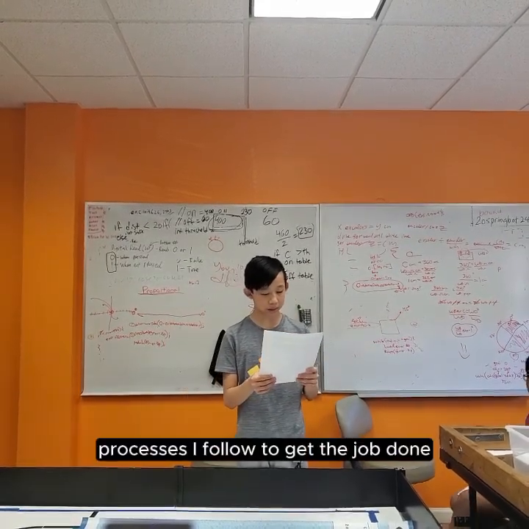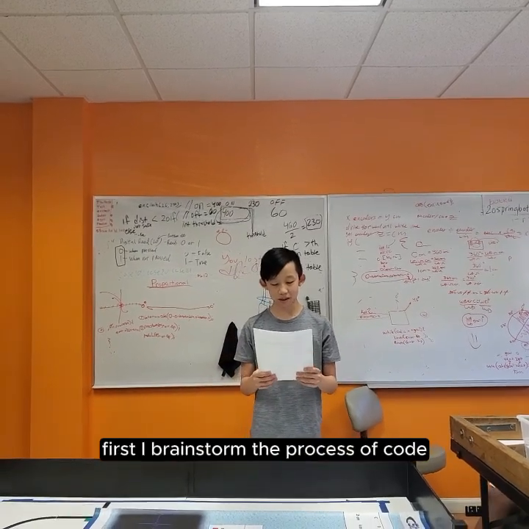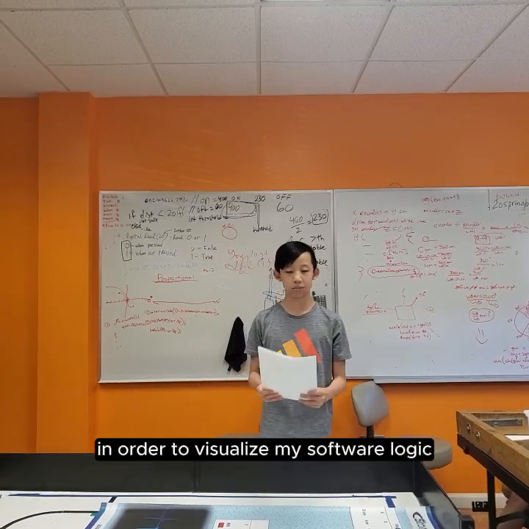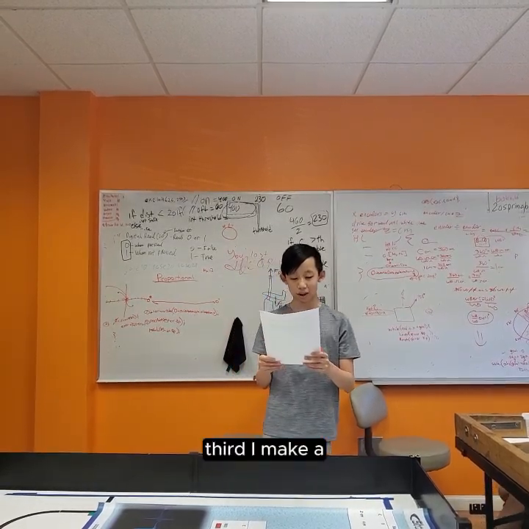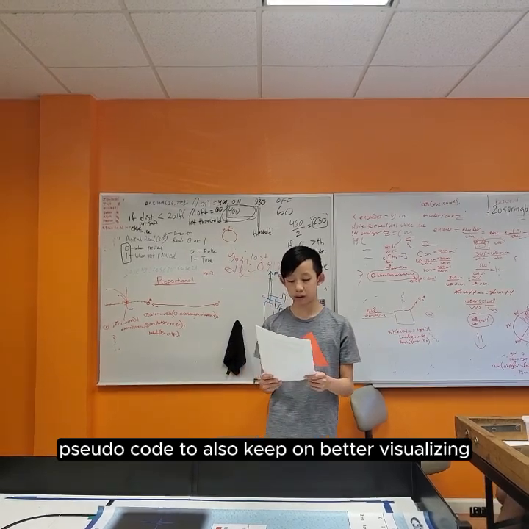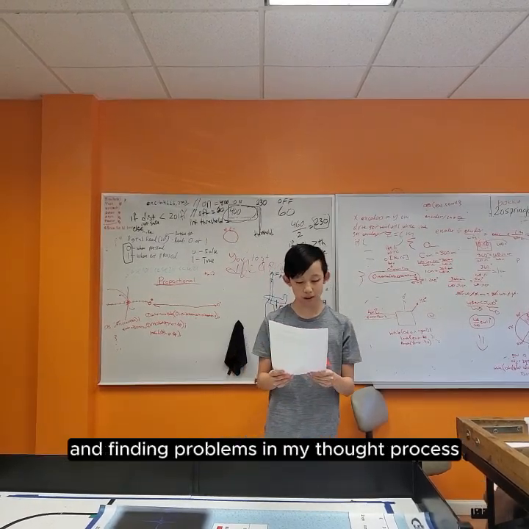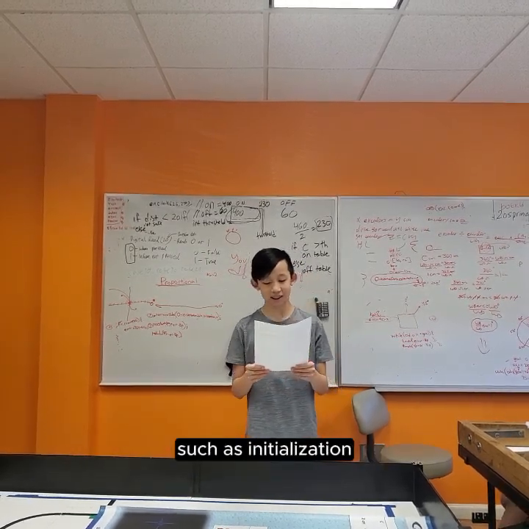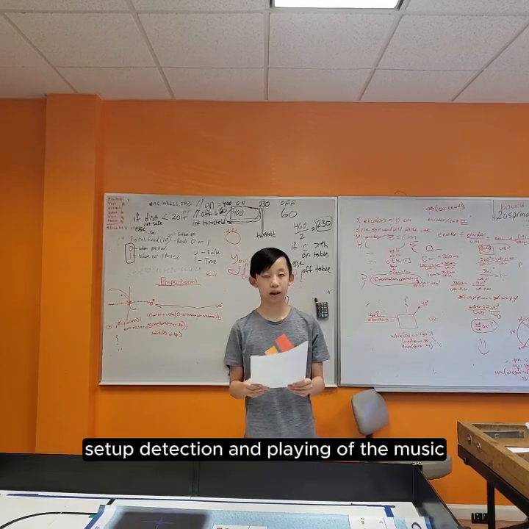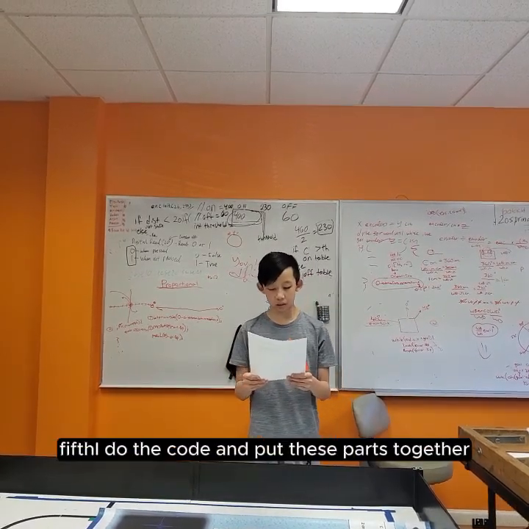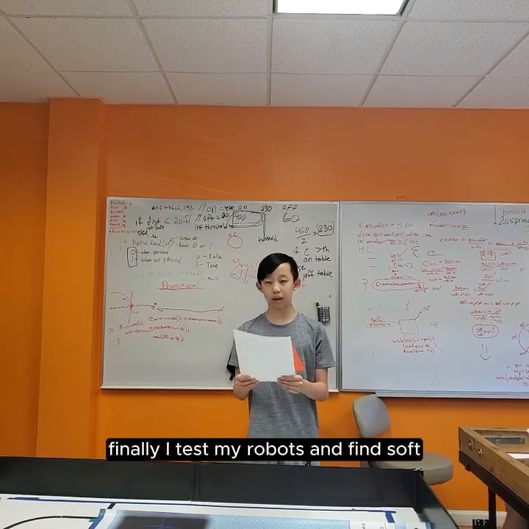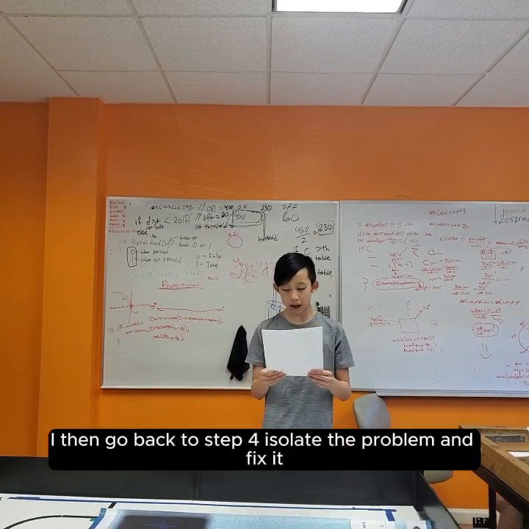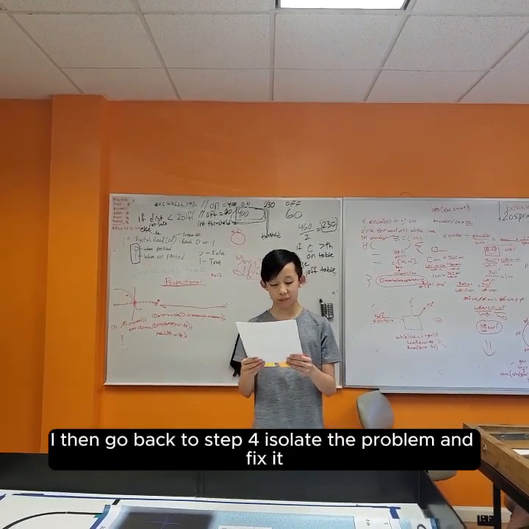Processes I follow to get the job done. First, I brainstorm the process of code and how my bot will do this. Second, I make a flowchart in order to visualize my software logic. Third, I make a pseudocode to also keep on better visualizing and finding problems in my thought process. Fourth, I break my code into small tasks such as initialization, setup, detection, and playing of the music. Fifth, I do the code and put these parts together. Finally, I test my robots and find any hardware or software bugs. I then go back to step 4, isolate the problem, and fix it.